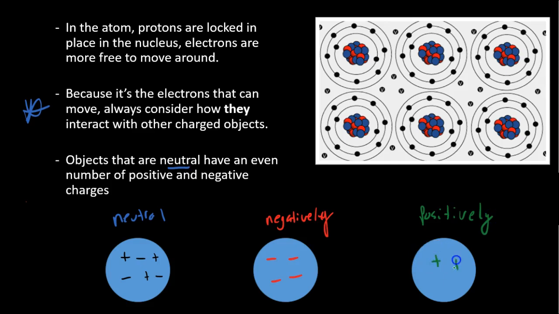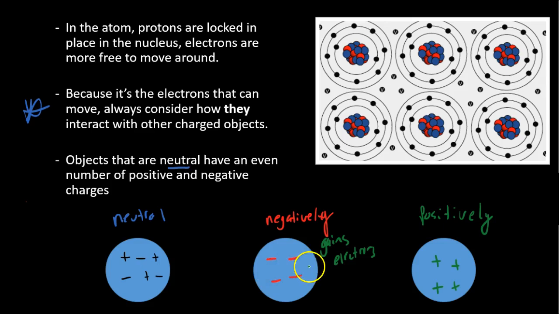Last thing, if something is positively charged, you might see something like this. Again, not trying to imply there's only 4 protons or even that there are just 4 additional. It just means there are more pluses than minuses. It's positively charged.